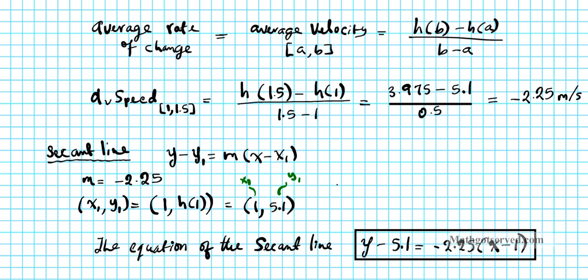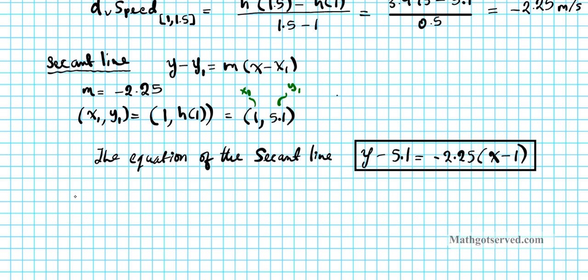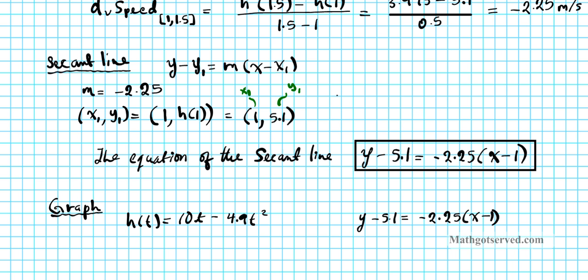Okay, so to graph it, we're going to be making use of our graphing calculator. So let me just title what we're doing here, the graph. So what are we graphing? We're going to graph the original function, h of t, which equals 10t minus 4.9t squared. And then we're also going to graph the secant line, y minus 5.1 equals negative 2.25 times x minus 1, on the same coordinate system, okay?